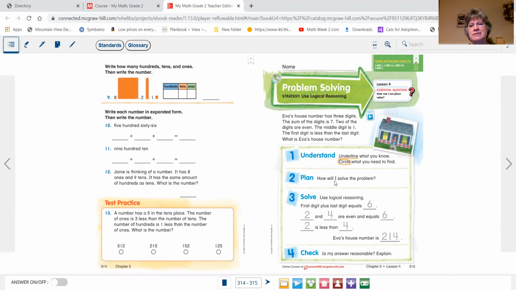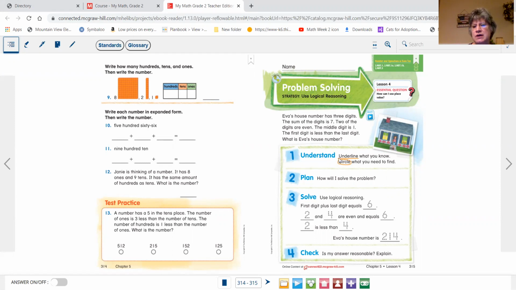So it says in the word problem here, Eva's house number has 3 digits. The sum of the digits is 7. 2 of the digits are even. The middle digit is 1. The first digit is less than the last digit. What is Eva's house number? Wow, that seems almost impossible to solve, doesn't it, if you read it all at one time? But we're going to take it step by step like we've been taught to do in word problems.